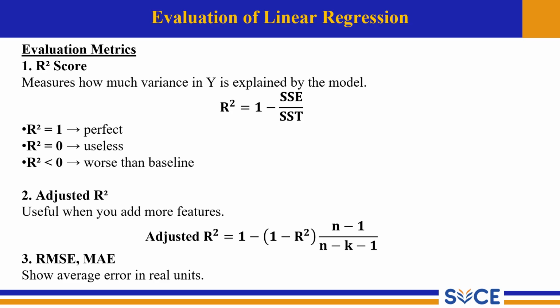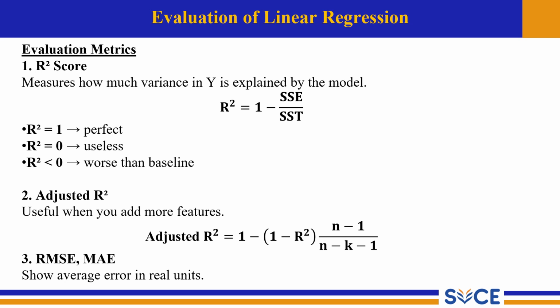If R-square is 1, the model perfectly explains the data. If R-square is 0, the model explains nothing. It is no better than simply using the average of y. And if R-square becomes negative, it means the model is actually worse than the baseline prediction.